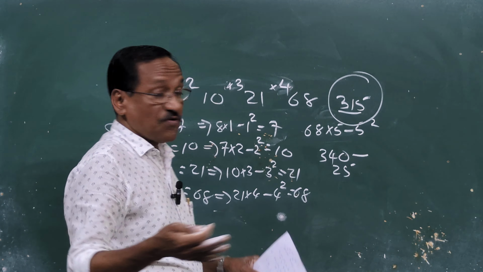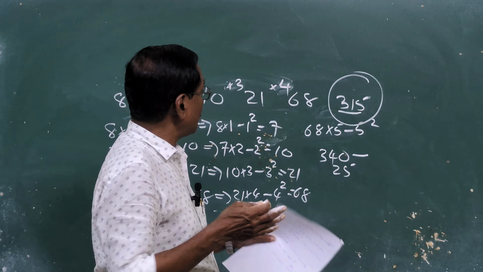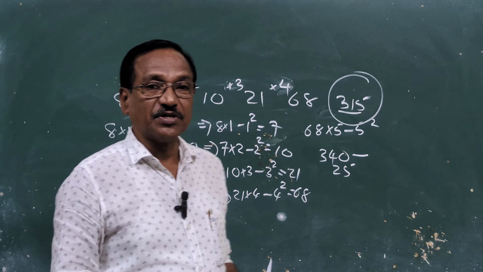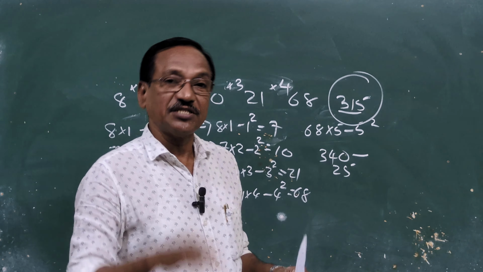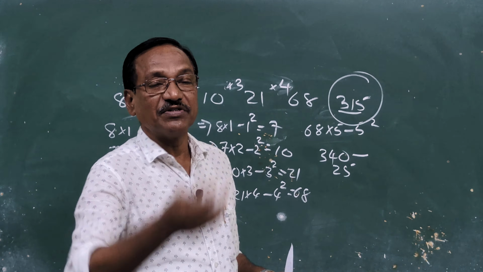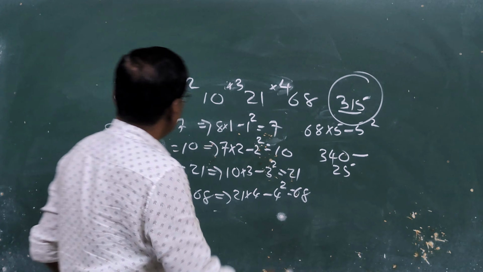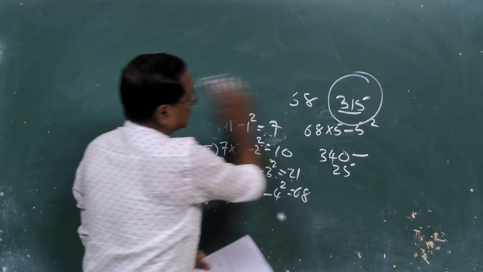So sometimes we may think that the sequence is an addition pattern, but after checking the numbers, we may be able to understand that it is not the addition pattern. Then we will try for multiplication pattern. Let us see another example.